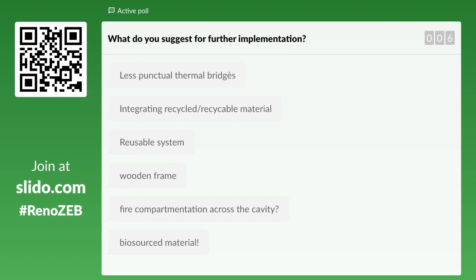About fire compartmentation, I introduced the topic during the presentation. The compartmentation is not a problem because, in the case where the cavity is completely full of mineral wool, there is no need for additional compartmentation because there's no air where the flames can go through, and the mineral wool is a class A material, so without any particular problem.